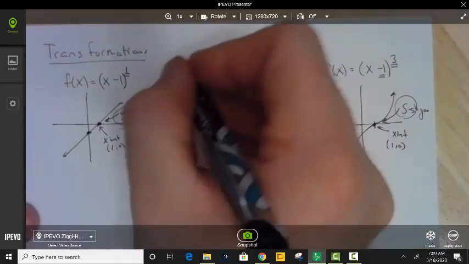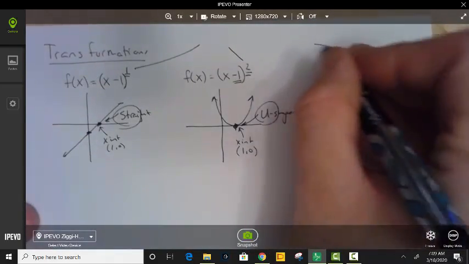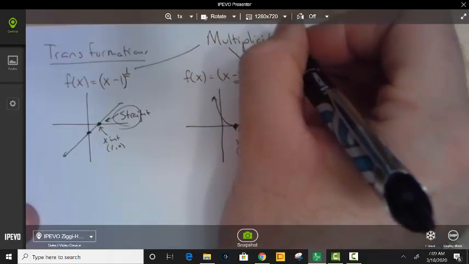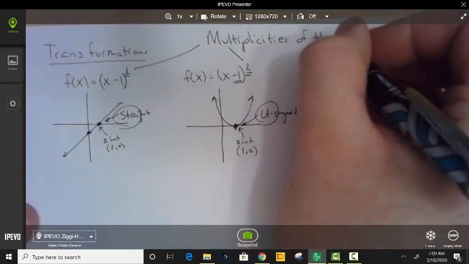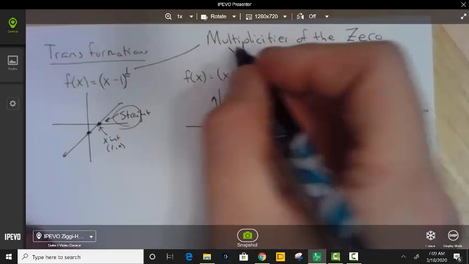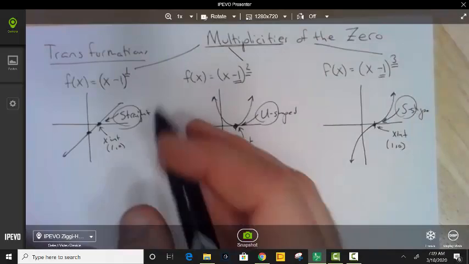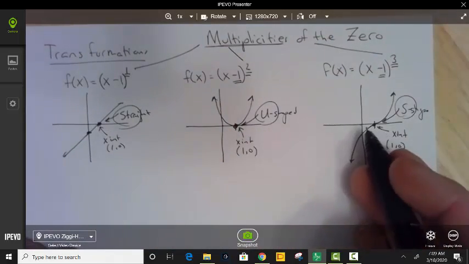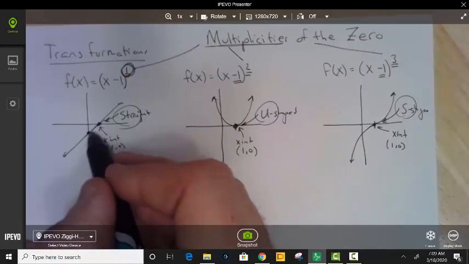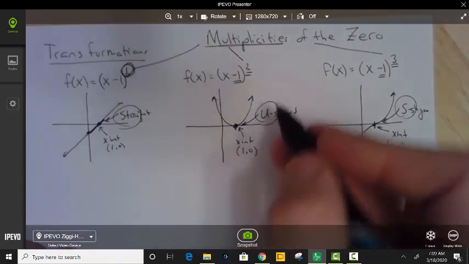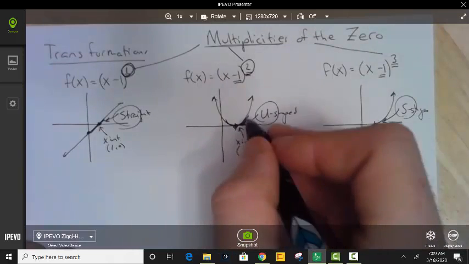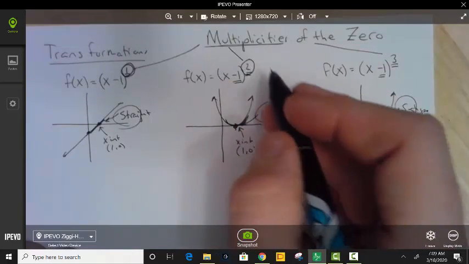And so these powers are called the multiplicities of the zero. The multiplicity specifically tells us what shape it's making at that specific zero. So what that means is if a zero has a power of 1, it's always going to pass straight through. If a zero has a power of 2, it's going to be U-shaped. And actually it's going to have a U-shape if it's a power of 2, a power of 4, a power of 6.